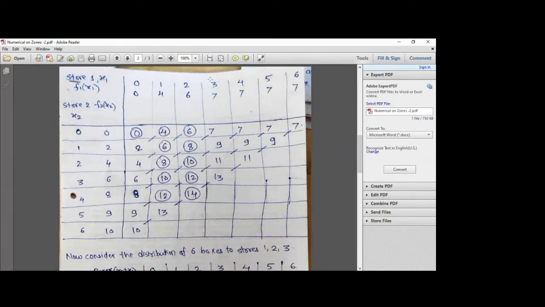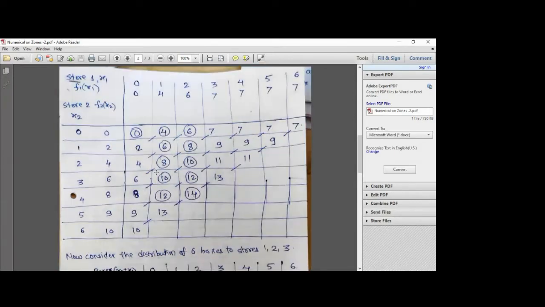For the three crates, the combination is 0 plus 3, 1 plus 2, 2 plus 1, and 3 plus 0. So the maximum amongst them is 8, and hence I have circled this 8 and highlighted this 8. For 4 crates, the combination is 0 plus 4, 1 plus 3, 2 plus 2, 3 plus 1, and 4 plus 0.